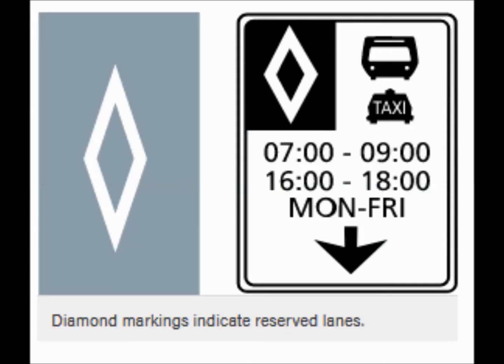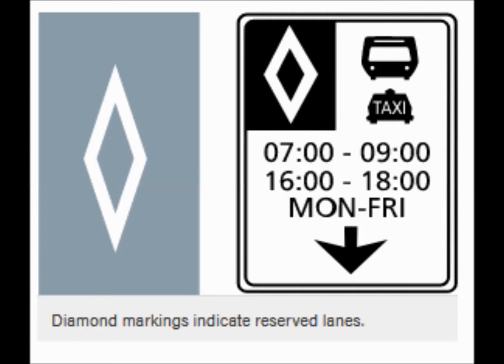Diamond markings. Diamond markings indicate that a lane is reserved for specific vehicles. There may also be signs that will indicate time or vehicle restrictions. Image description. A gray rectangle symbolizing a road with a white outline of a diamond on it.